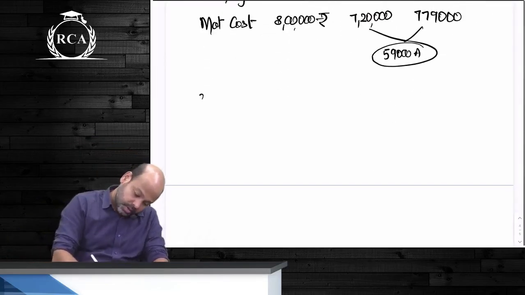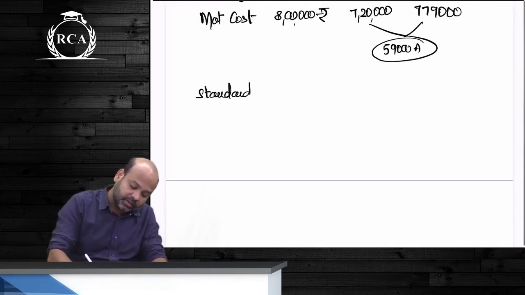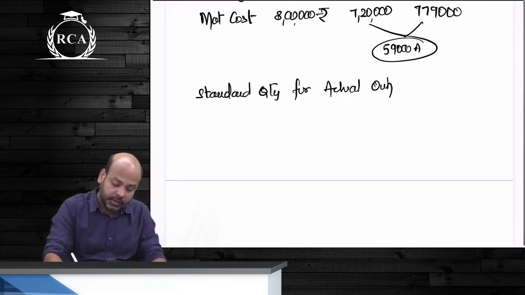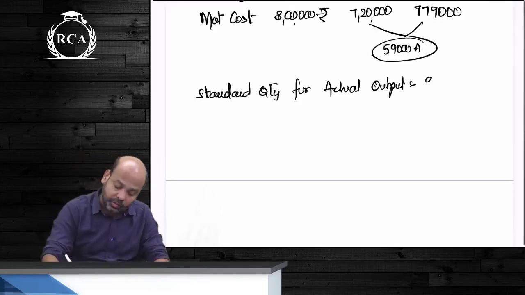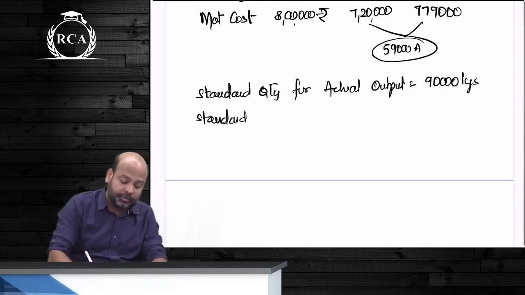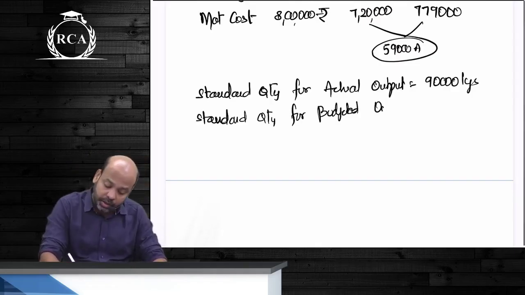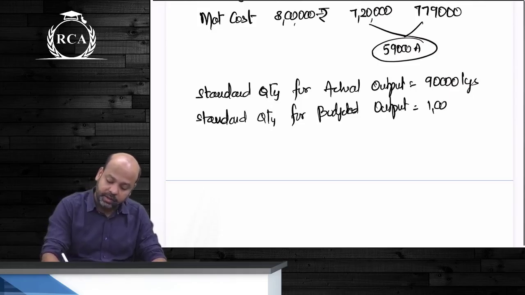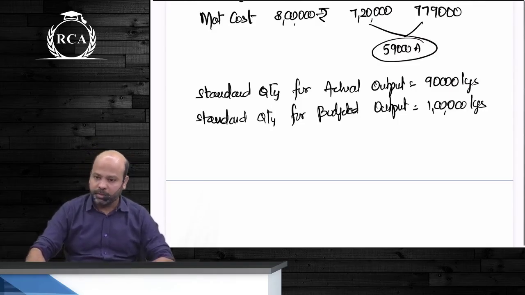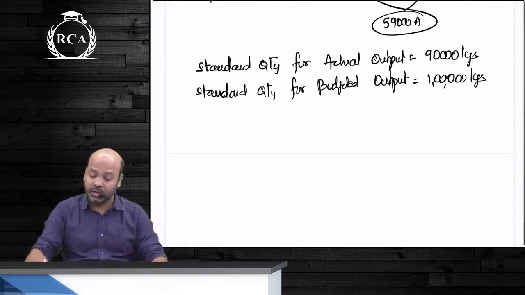Now, this 90,000 kgs that we wrote, we call it standard quantity for AO, actual output. Standard quantity for actual output is how many kgs? Then what is 1 lakh kgs? That is also standard quantity, but not for actual output, for budgeted output. The standard quantity for budgeted output is 1 lakh kgs. That is not relevant. Using that, you will compute standard quantity for actual output. They might give us budgets only to get the standard relations. Once we get the standard relations, you will use those relations to compute standards for actuals.